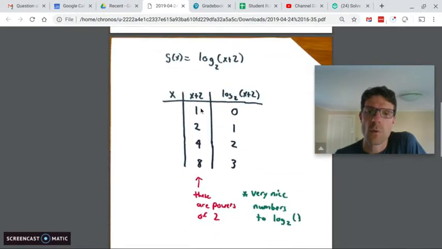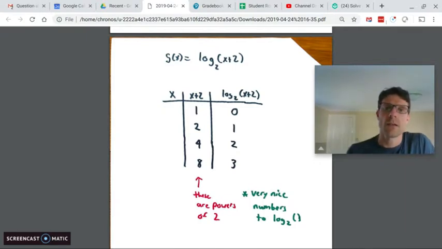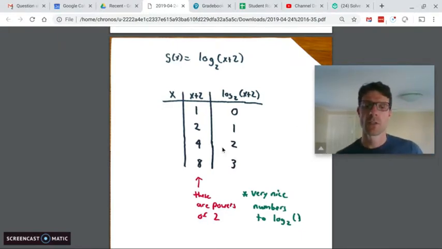So, what's log base 2 of 1? Well, that's 0. Actually, log base anything of 1 is 0. Now, log base 2 of 2 is just 1 because 2 to the first power is equal to 2. Log base 2 of 4 is 2 because 2 to the second power is 4. And log base 2 of 8 is 3 because 2 to the third is 8. Okay, so that's how I got those numbers.